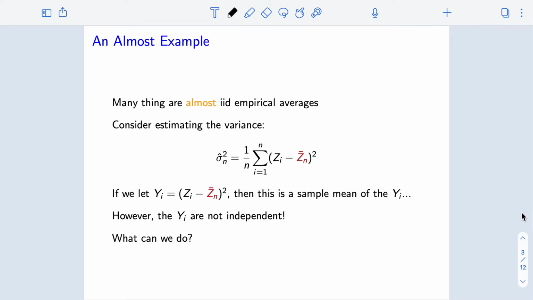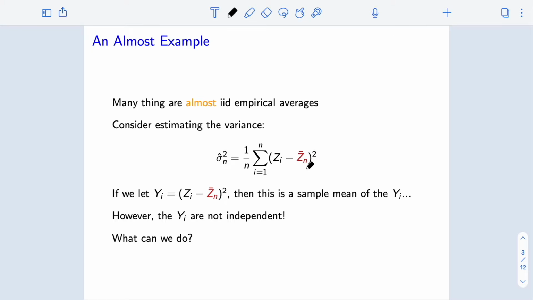We're now going to move a little bit past that and think about estimators that are not quite empirical averages of IID random variables. In particular, we'll see that we can often relate them to empirical averages of IID random variables. So let's consider actually estimating the variance in practice. Here, the population mean mu will be unknown, so what we're going to do is plug in an estimate for it, this Z bar n, the sample mean.